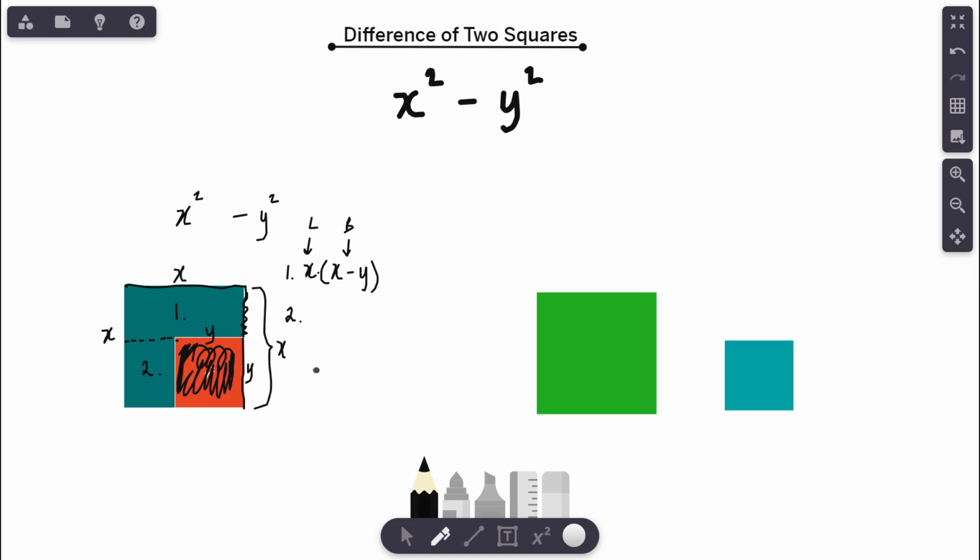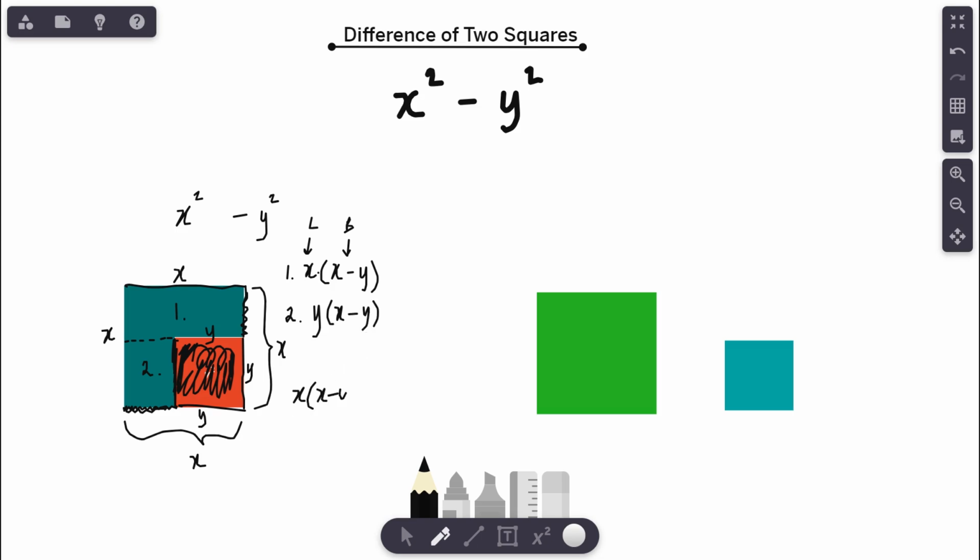For rectangle 2, I need those dimensions. Well, I know that that side length over there is y. Now we need this side length over here. We know that that whole side length over there is x, and that from there to there is y. So surely that little piece must be x subtract y. And now we need to add those two areas together.